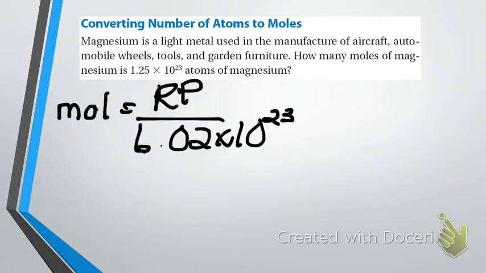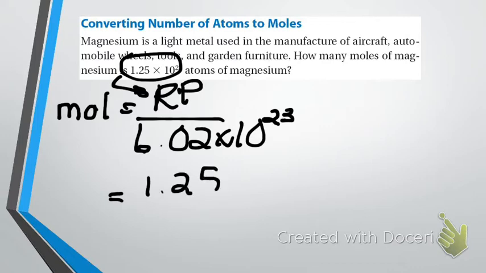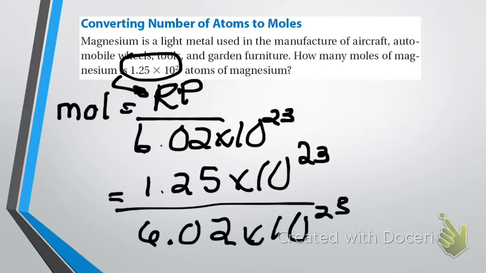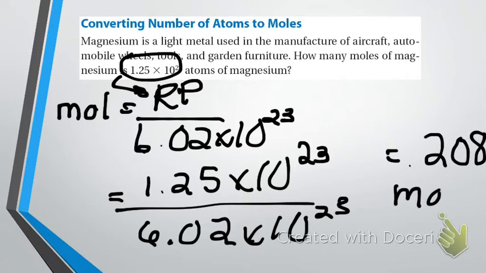Alright, so let's try the same problem by algebra. This is our formula, moles equals RP divided by 6.02 times 10 to the 23rd. So we're going to plug our RPs in there. So moles equals 1.25 times 10 to the 23rd divided by Avogadro's number. Divide, and we're going to get the same answer, 0.208 moles magnesium.